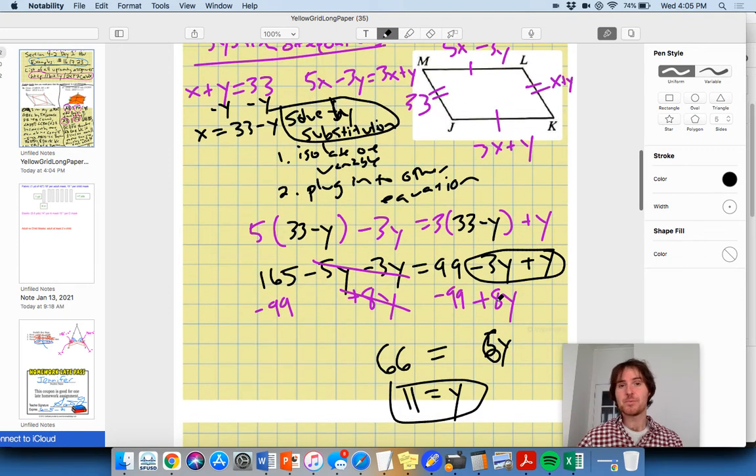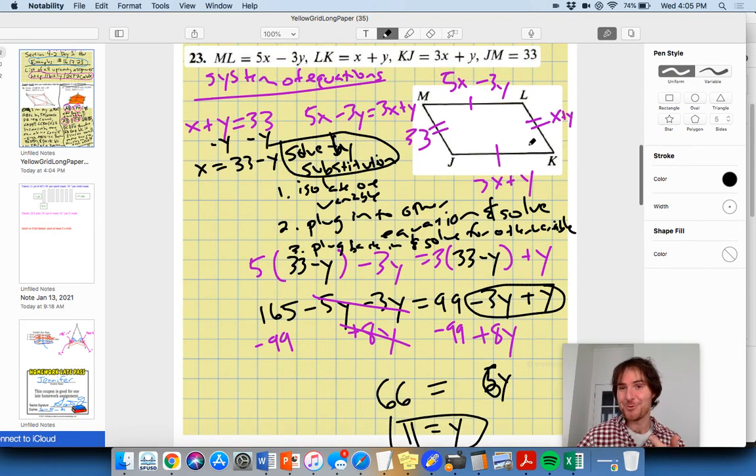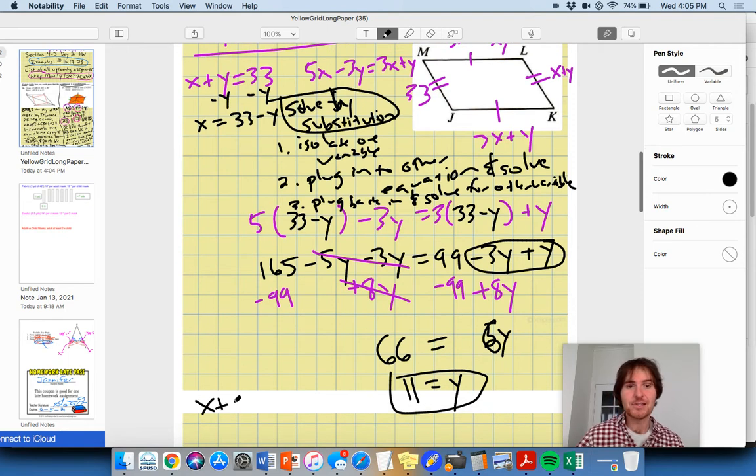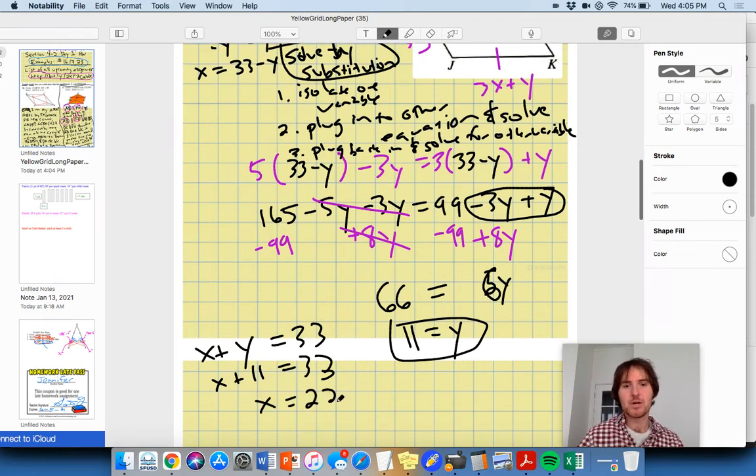All right, so in a systems problem, you plug into the other equation and solve. Third thing would be to plug back in and solve for the other variable, the variable you hadn't solved for yet. So what do we know from earlier? JM had to equal 33. LK has to equal 33, but LK is represented as x plus y. Well, y is 11, so what is x going to have to be? It's going to have to be 22. So you can solve this equation. X plus y equals 33, y equals 11. So that means x plus 11 equals 33. Subtract 11 from both sides, and you got it. X equals 22. And there you have it.